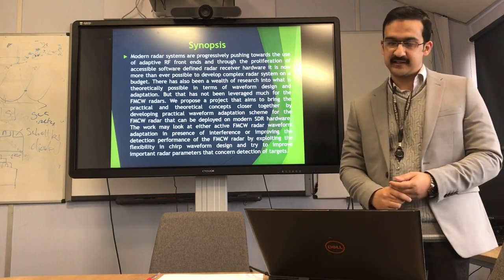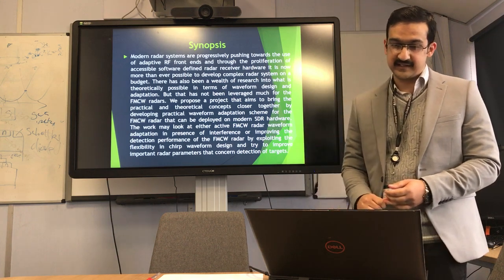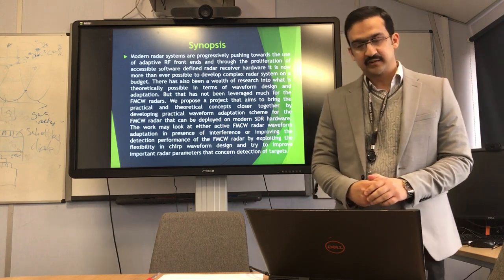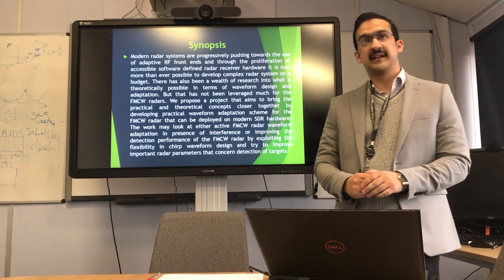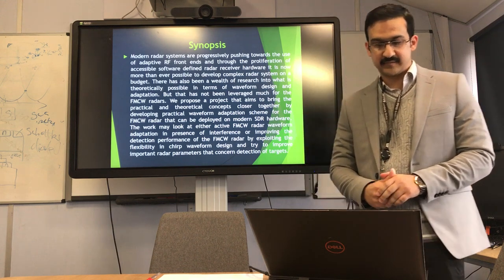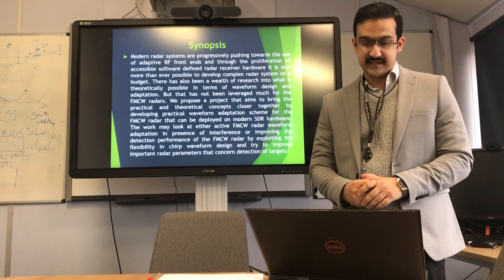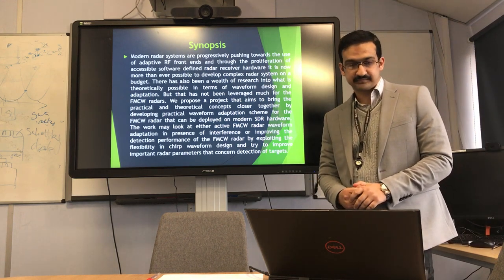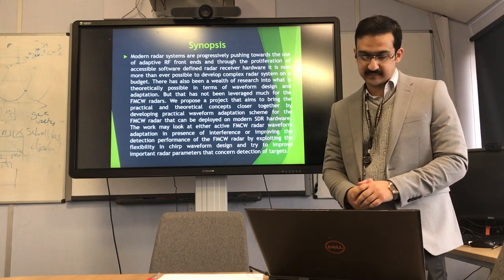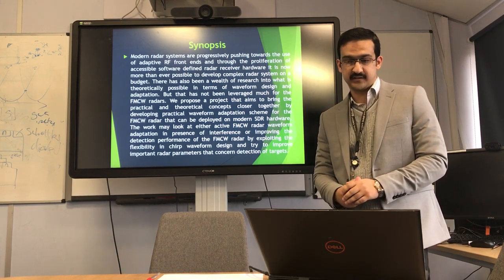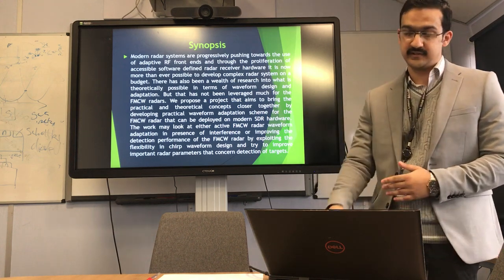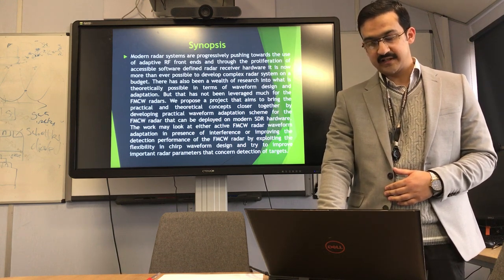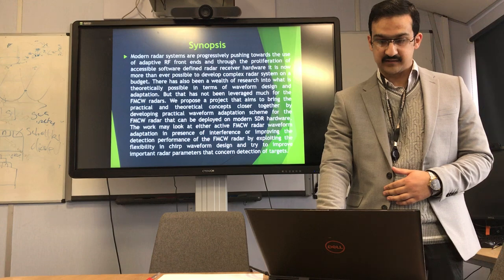So there has been a wealth of research into what is theoretically possible in terms of waveform design and adaptation, but that has not been leveraged much for the FMCW radars. So we propose a project that aims to bring the practical and theoretical concepts closer together by developing practical waveform adaptation schemes for the FMCW radar that can be deployed on the modern SDR hardware. The work looked at either active FMCW radar waveform adaptation in the presence of interference or improving the detection performance of the FMCW radar by exploiting the flexibility in the chirp waveform design, and try to improve the radar parameters that concern the detection of targets.